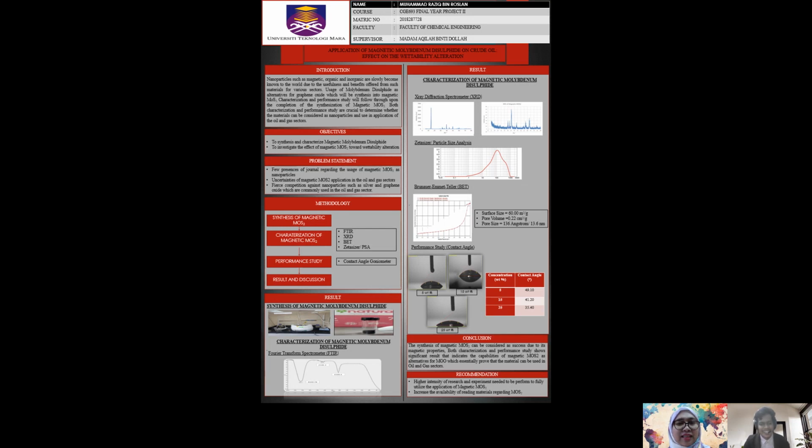Kenapa tak low surface area? Tapi tak apa, don't worry. I think I leave it to you. You ask yourself, whatever you are doing, setiap benda yang you buat tu, you need to know the reason why. Okay, so I think that's all good, Raziq.